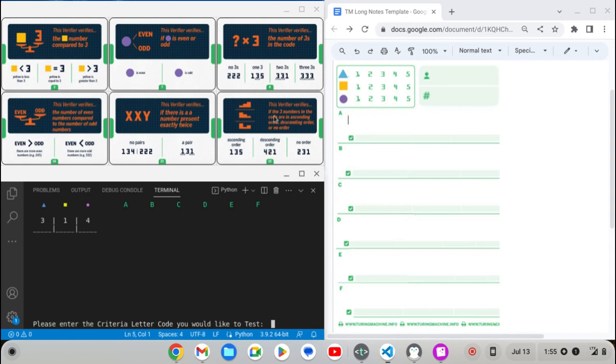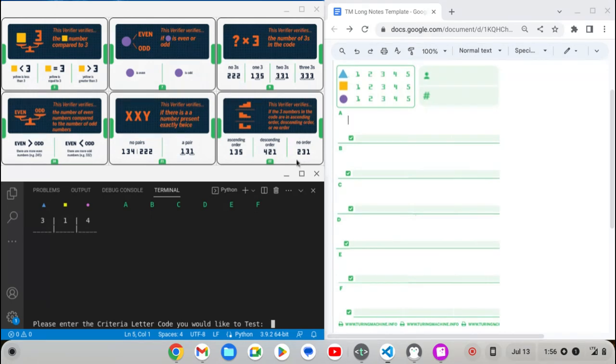And finally, criteria card F will let us know a little bit about the ordering of our solution from triangle, square to circle, and will let us know whether the progression of the digits are in an ascending order, meaning that they're increasing, as in the example 135, or they could be descending or decreasing, as in the example 421, or it could be that they have no order, as in the example 231.